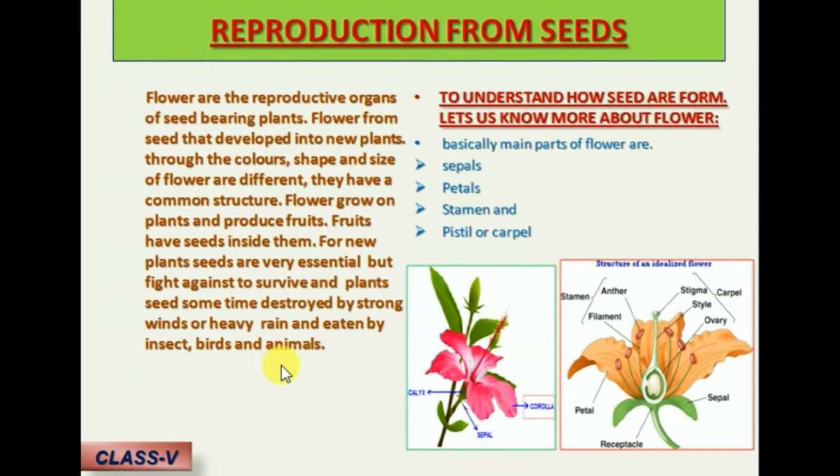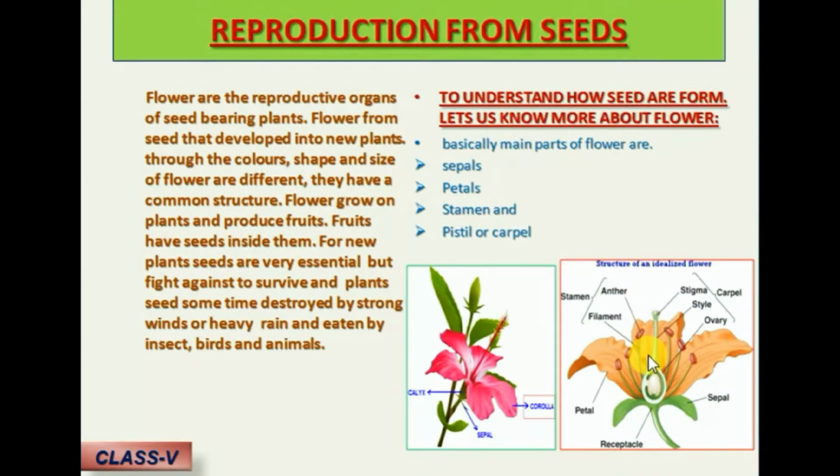Right students? Here, to understand how seeds are formed, let us know more about flowers. Here I have given some pictures, like a hibiscus flower. In this picture, some parts of the flower are included. Basically, the main parts of the flower are sepals, petals, stamen and pistil or carpel. Here I mention all the parts of that particular flower.